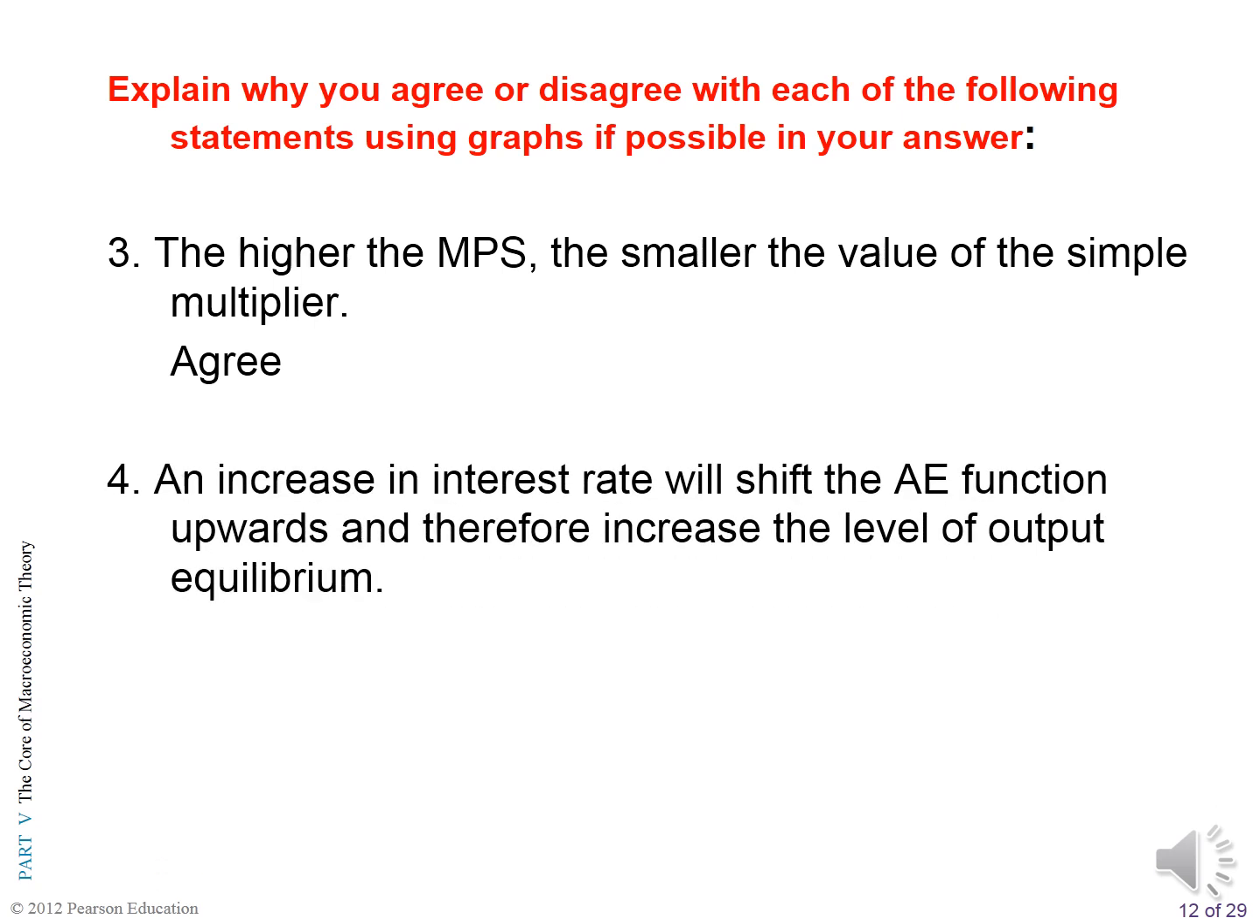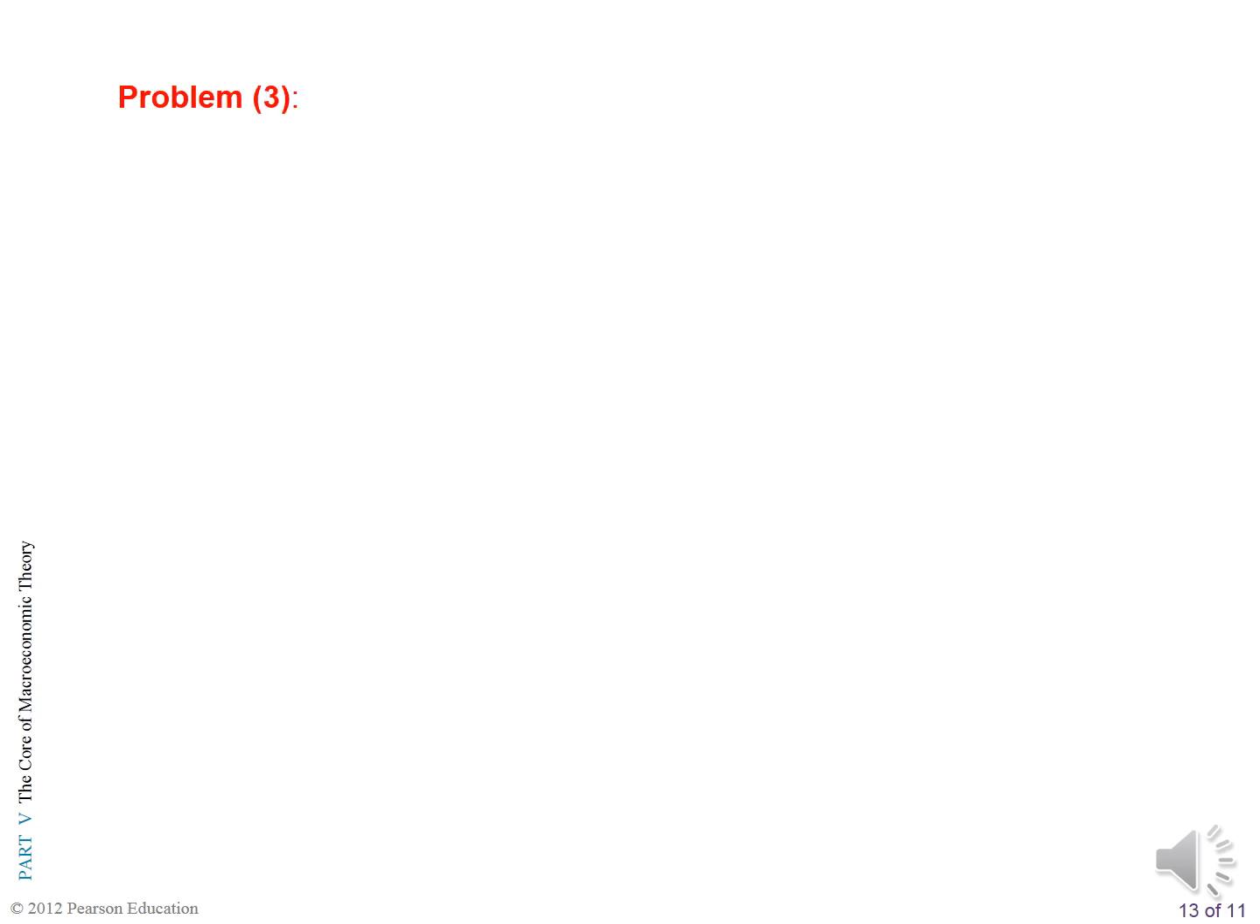An increase in interest rate will shift the aggregate expenditure function upward and therefore increase the level of equilibrium output. Of course, it's disagree. An increase in interest rate decreases consumption and decreases investment. So in both cases aggregate expenditure will decrease and shift downward. So the level of equilibrium income, or equilibrium output, should decrease.